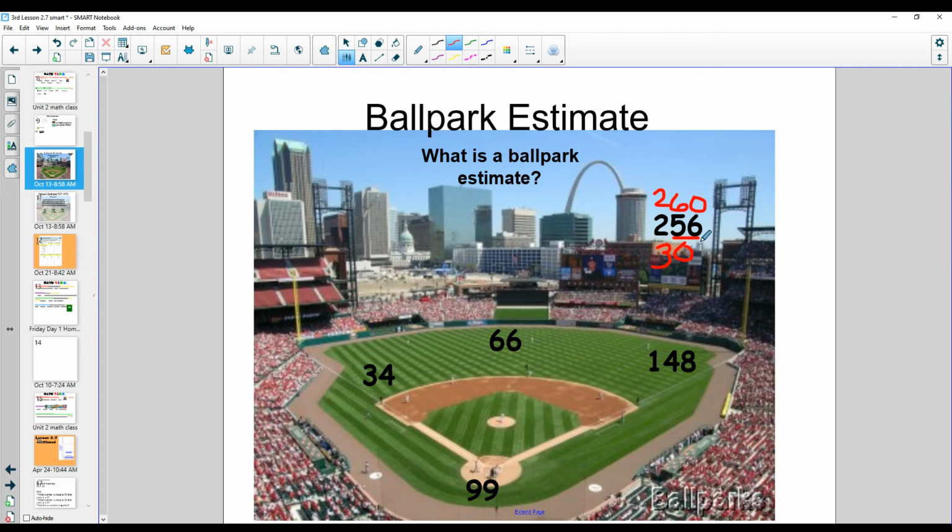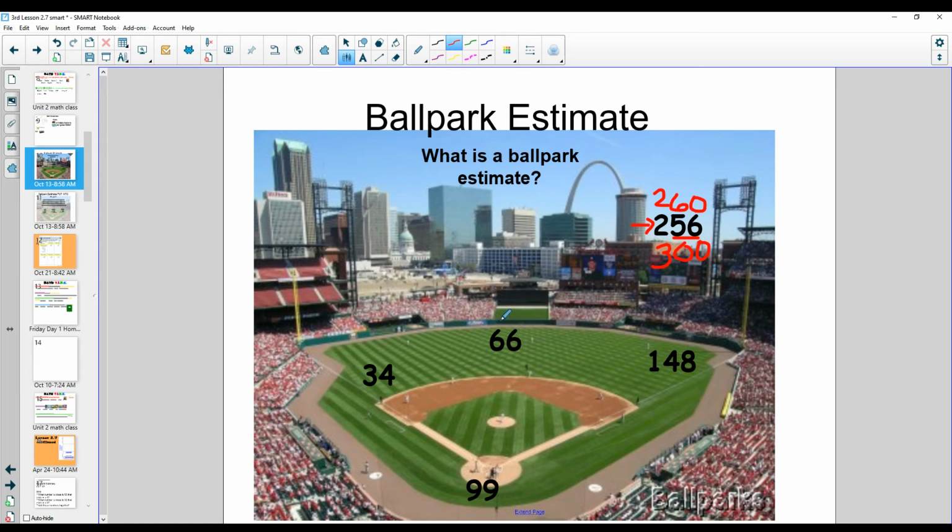Now look, both of these answers are ballpark estimates. Some people might say 256, a good ballpark estimate is 260. Some people might say 300. It's all what you can do in your head. You have to know yourself as a mathematician. What can you add in your head?